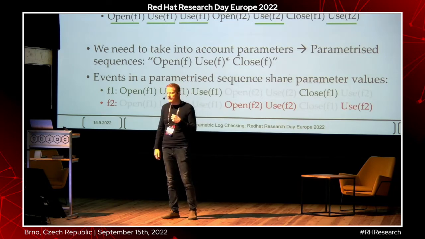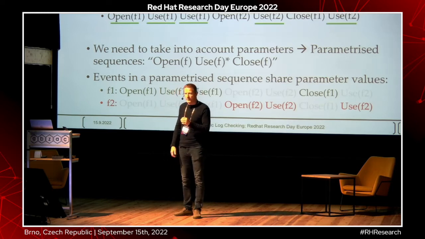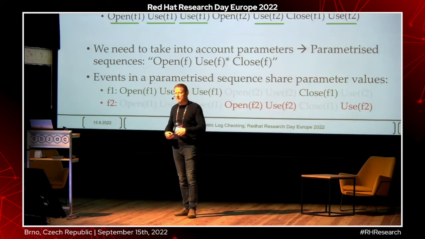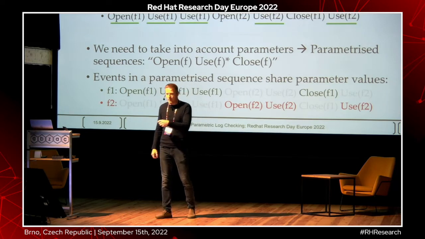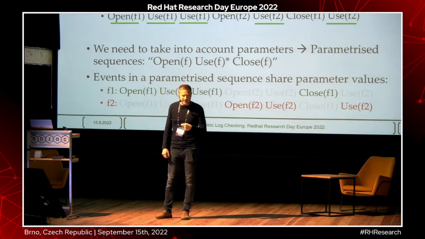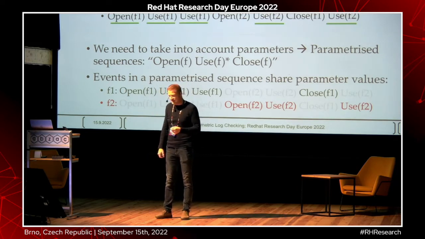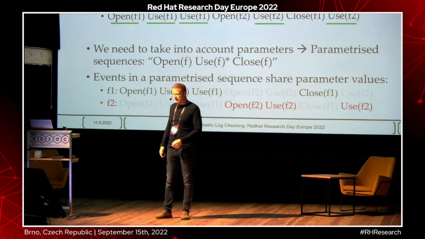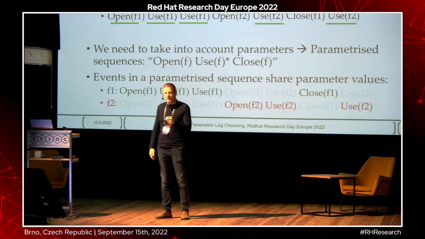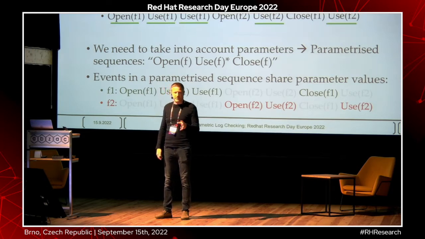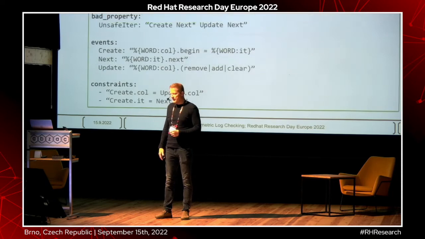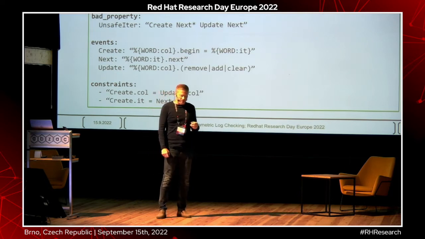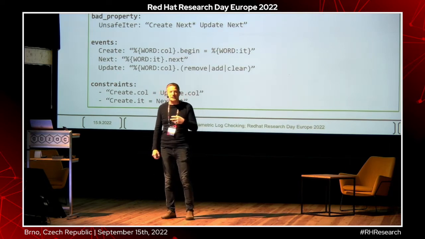So we need to take into account parameters, and in that way we extend our sequences with parameters. Each one of the events can have one or more parameters, and we will specify them and bind those parameters together. So events in a parameterized sequence share the parameter values. So we can have more parameters. For example, there is a property for unsafe update of a collection.